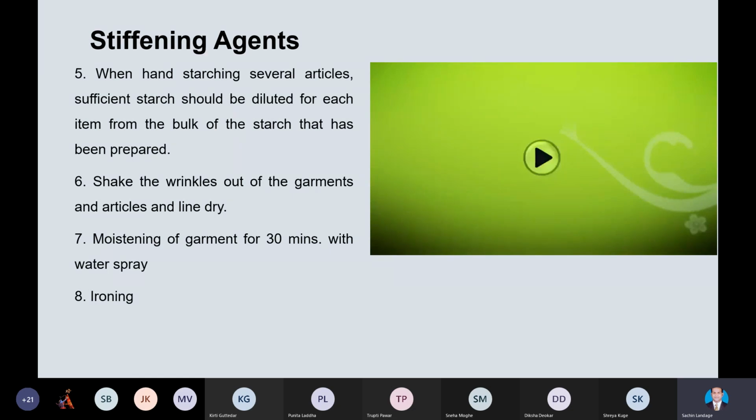Now after the drying is over, moisten the garment for 30 minutes with a water spray and carry out the ironing. Because after the drying is over, the fabric becomes a little bit stiff in nature. So before carrying out the ironing, we have to moisten the garment for 30 minutes using the water spray and then carry out the ironing, so that you will get a very good ironing effect, and the garment will become stiff in nature.